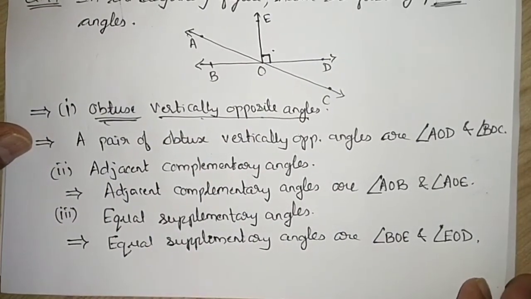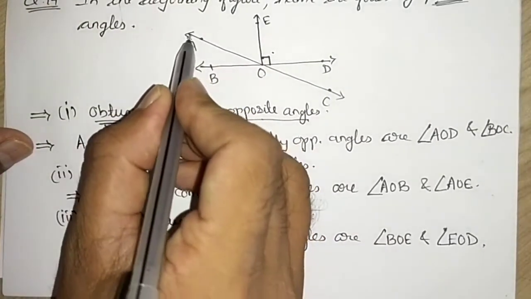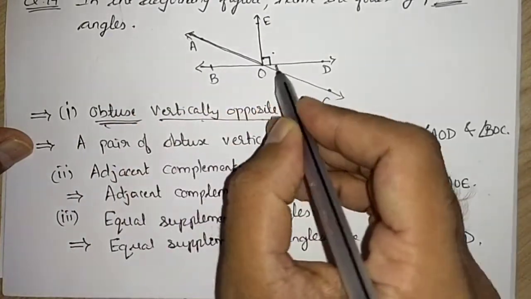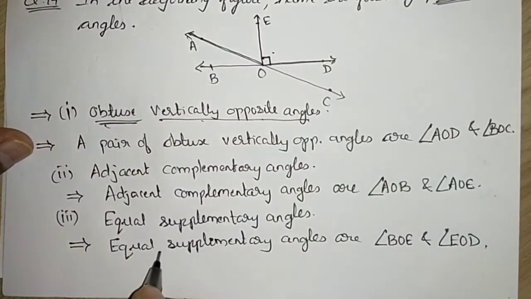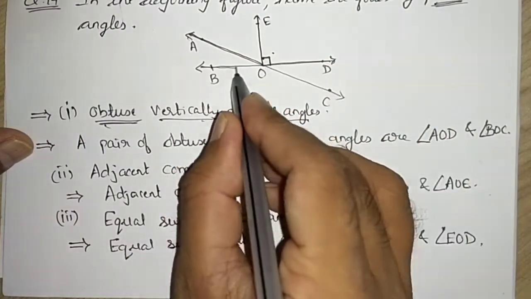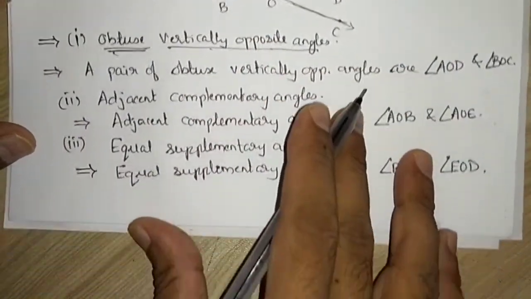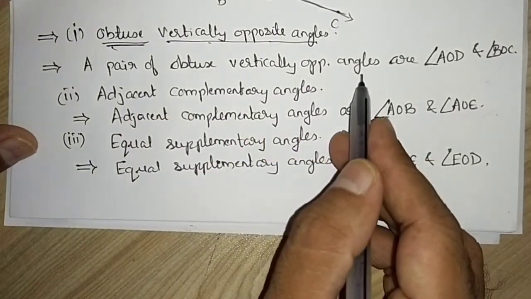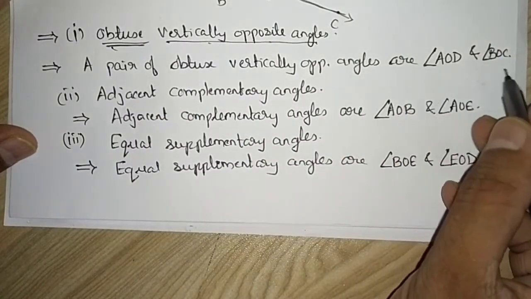So let us see where is the obtuse angle. One angle is this, AOD. What is the other angle? The vertically opposite angle of AOD is BOC. So the answer is: a pair of obtuse vertically opposite angles are AOD and BOC.